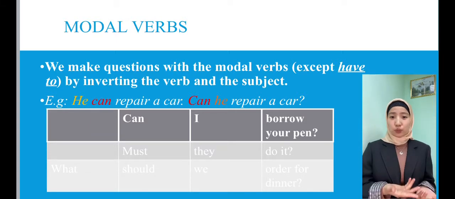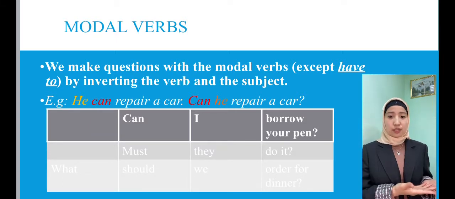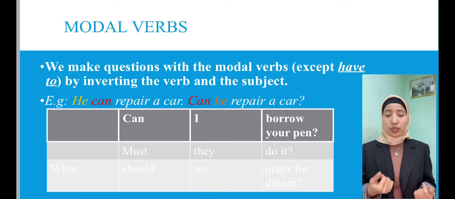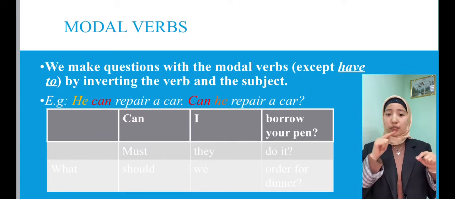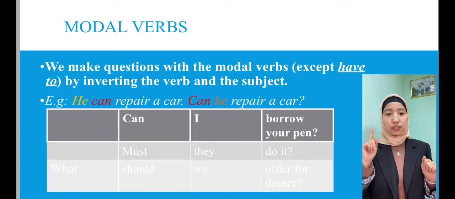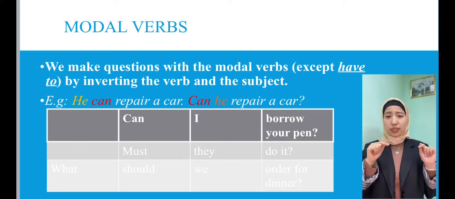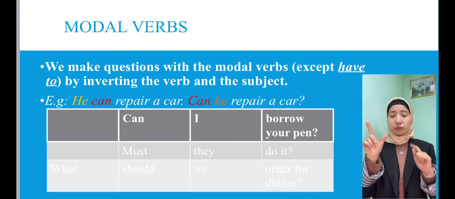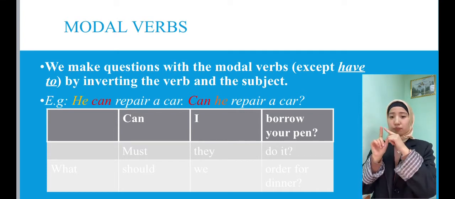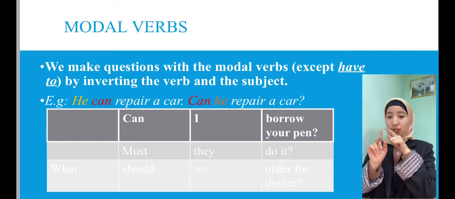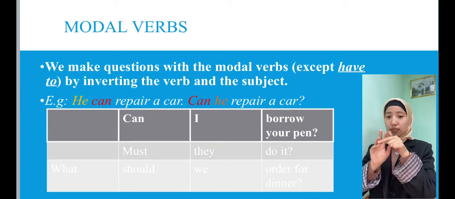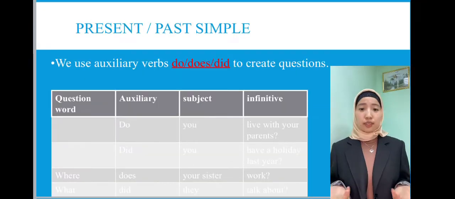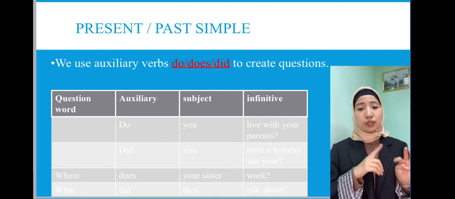If we have a question word in this sentence, for example, where, we add this question word at the beginning of the sentence every time. For example, where can he repair a car? Where can he? So the structure: question word, then modal verb, then subject, then main verb, other components. It's quite simple.